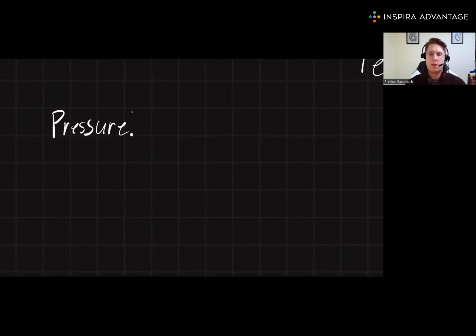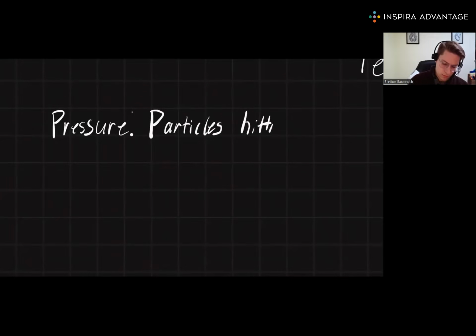Starting with pressure. Pressure is the force of all the gas particle/wall collisions divided by the area of the wall. Pretty much you can just think about it as the particles hitting the wall. The next thing is density. This is just the mass per volume.